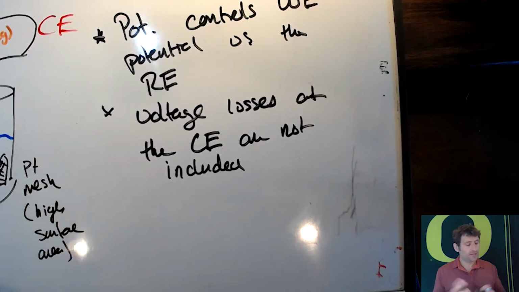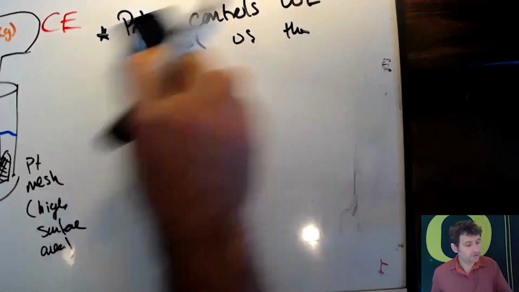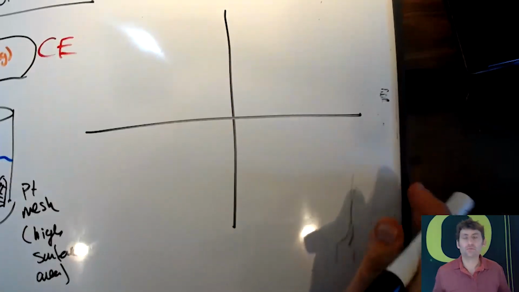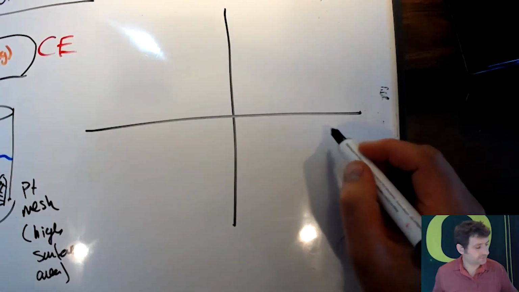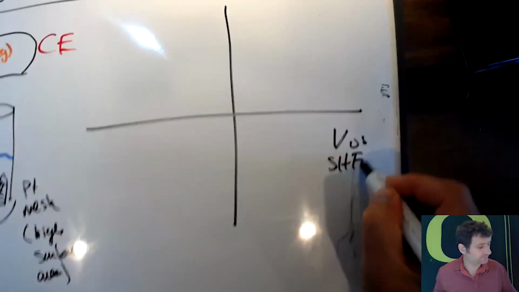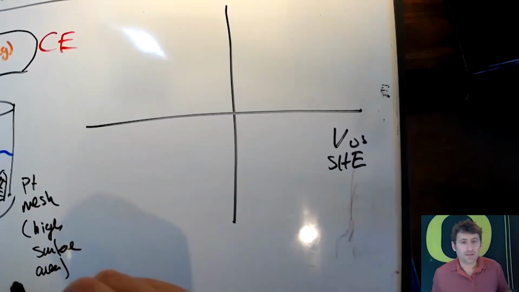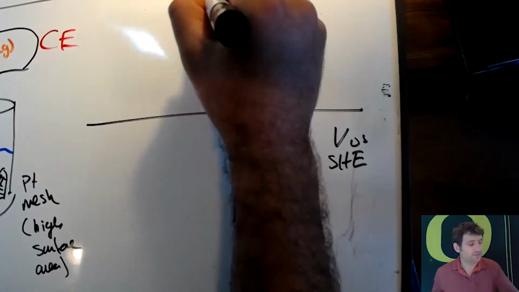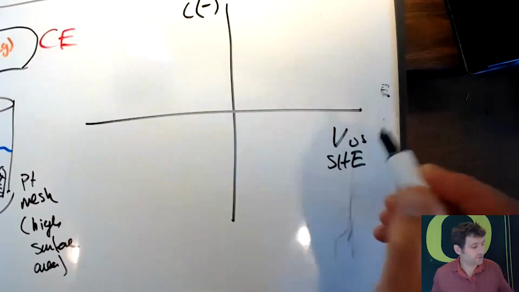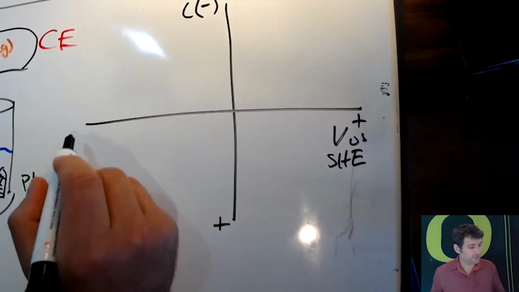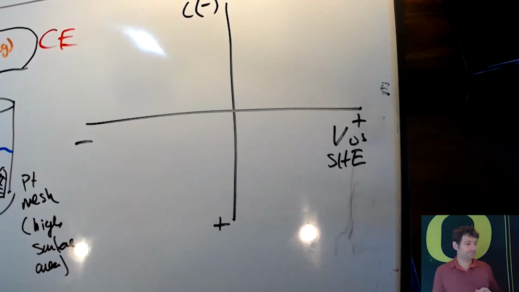So what would the current voltage curve look like? This is going to be volts versus SHE or NHE. This is going to be current. And this is going to be negative current. This is going to be plus voltage. This is going to be positive current. This is going to be minus voltage.